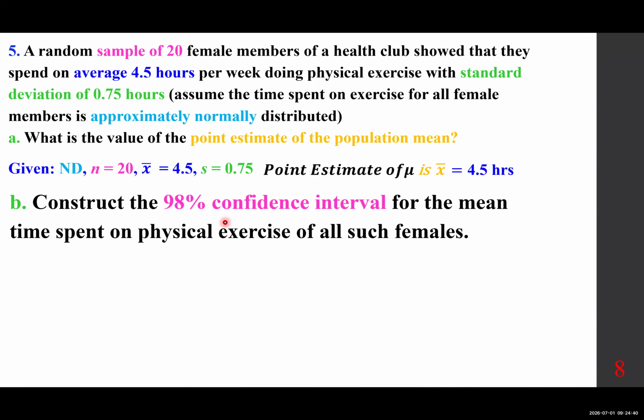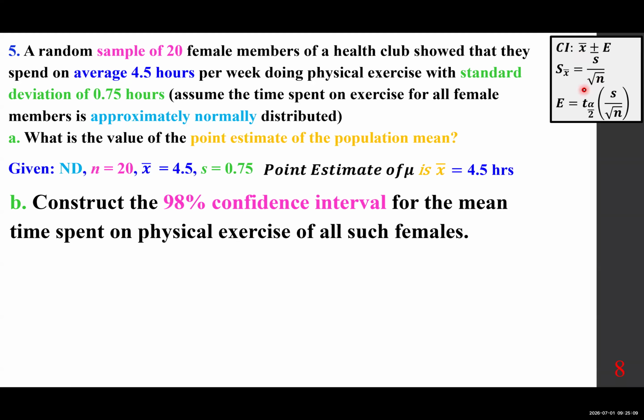Construct a 98% confidence interval for the mean time spent on physical exercise of all such females. What are the formulas? Again, formula sheet. X bar plus minus Z, just like before, for the Z. Sx bar is S over square root of N instead of sigma of X bar. And it is T alpha over 2 times S over square root of N. So X bar, we have it. E is S over square root of N, can be calculated. And what's missing is T, and T comes from the choice of confidence interval.